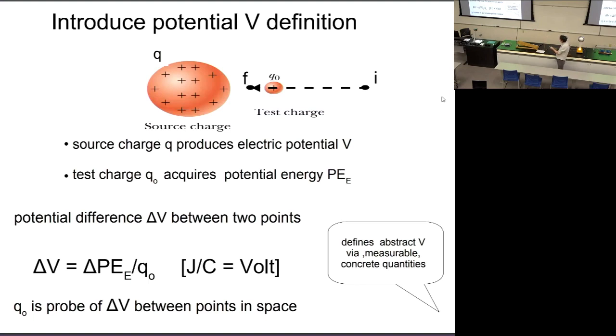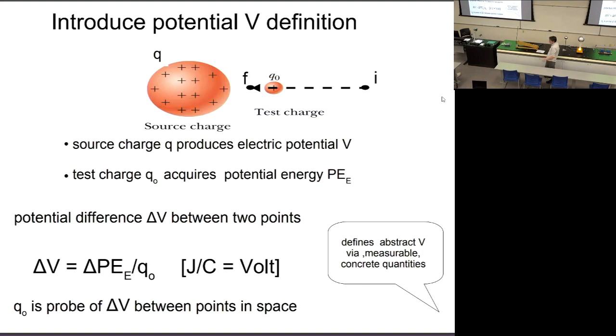There's a change in electrical potential energy, that's delta PE, and the electrical potential difference is just that change in potential energy divided by the value of the test charge. So that's how we define potential difference. And again, it's important that whereas the field was defined at a single point, electrical potential differences are defined as differences in potentials between 2 points. So that's very important. Okay.